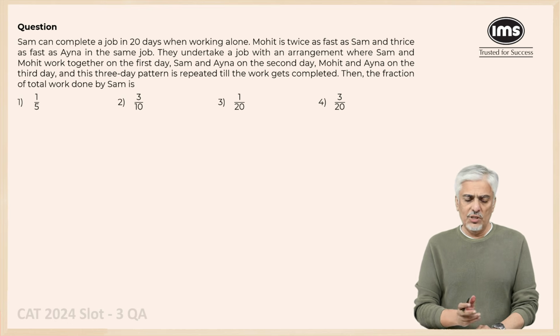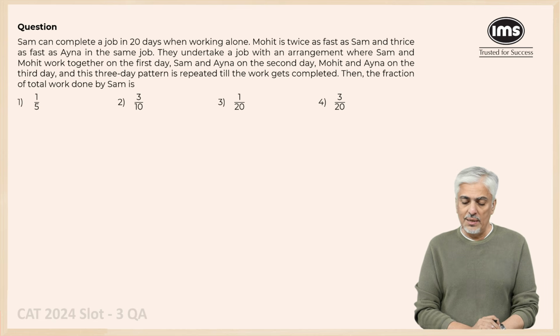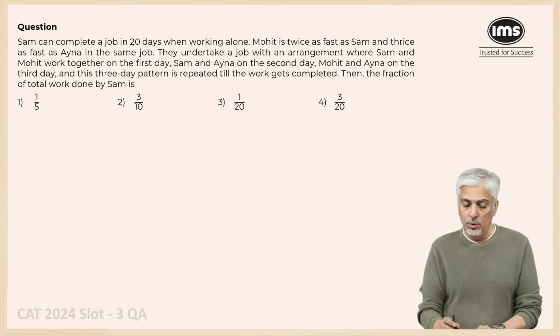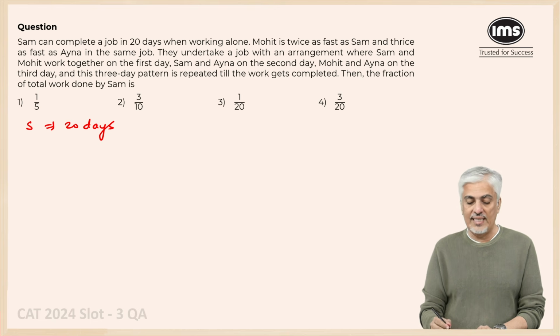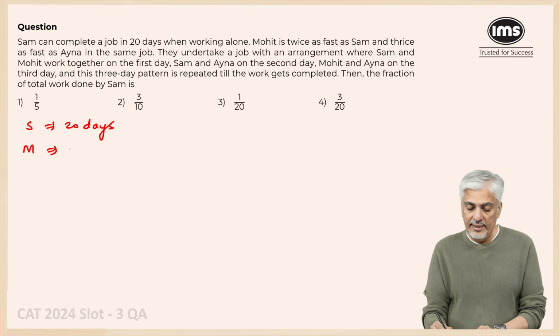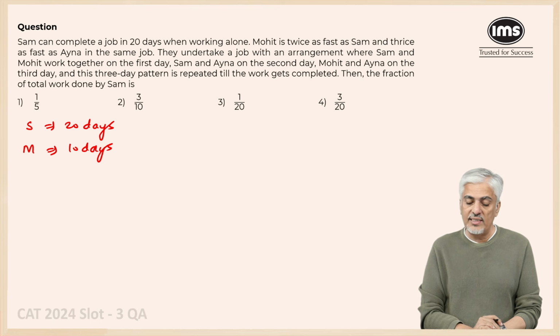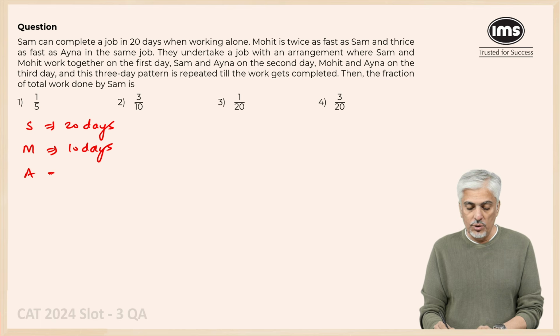Let's have a look at a question from time and work. Sam can complete a job in 20 days working alone. So Sam can do the work in 20 days. Mohit is twice as fast as Sam. So Mohit should take only 10 days. But he is also thrice as fast as Aina. So Aina should take 30 days.